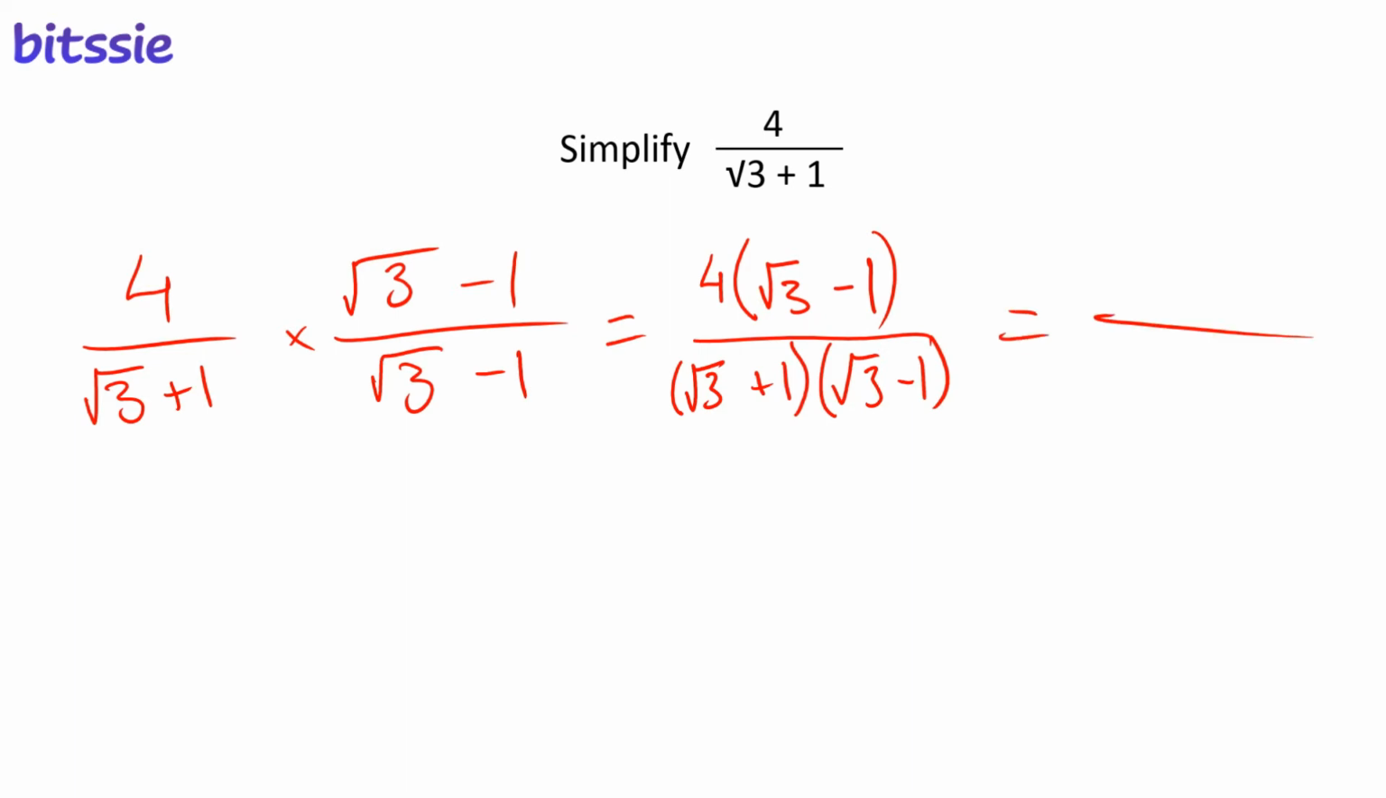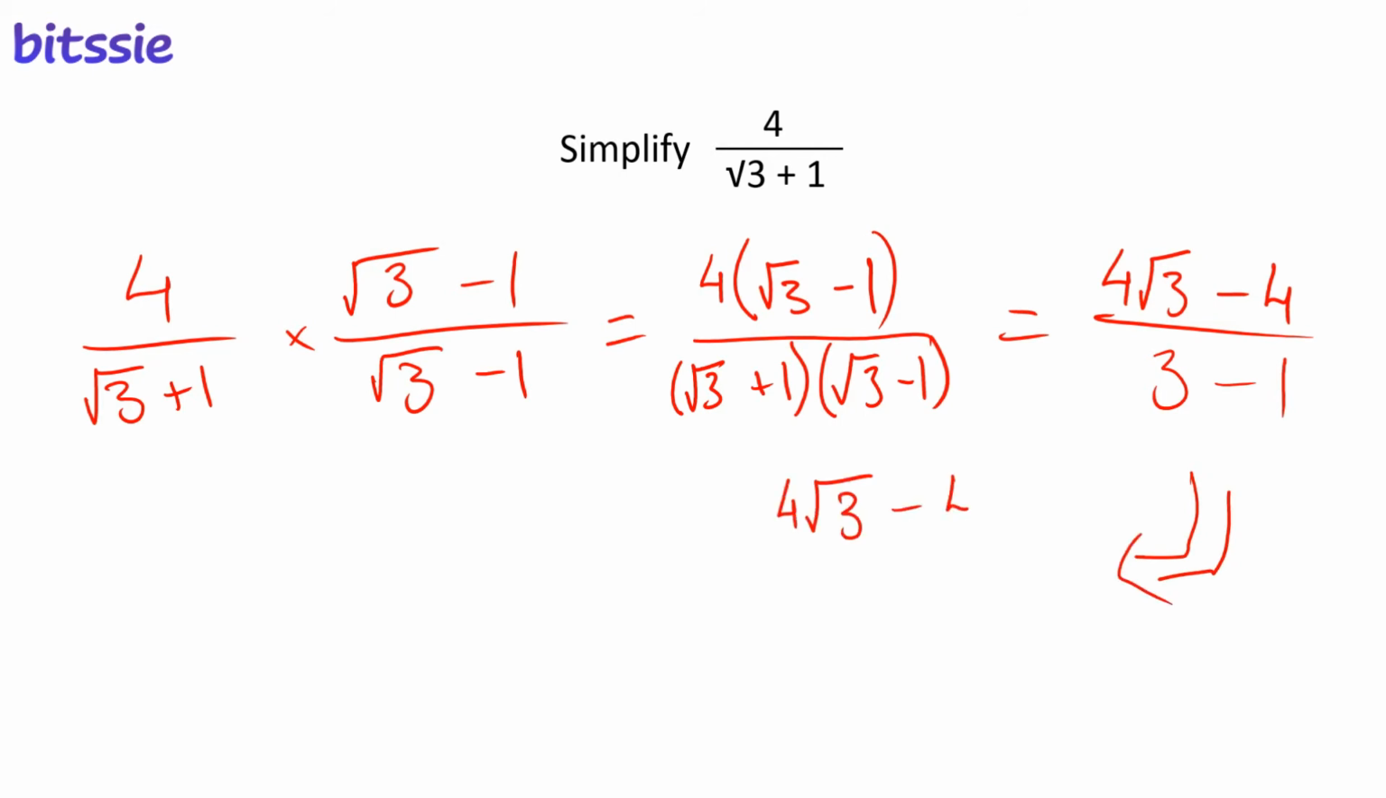So if we expand the numerator, we get 4 root 3 minus 4, and then using difference of two squares to expand out the denominator. I'm not going to write it all out this time. It will just give us 3 minus 1. And then we can simplify this to 4 root 3 minus 4 over 2.